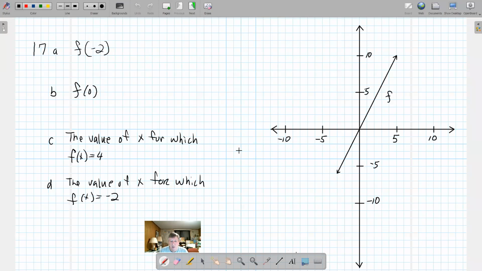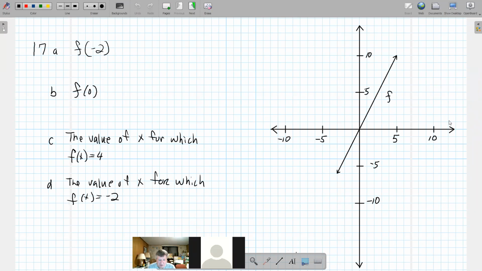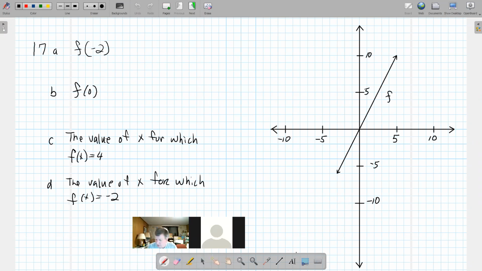So can you see on your board there, it says 17a f of negative 2. Can everybody see that? Can at least one person tell me that? Yes. Yes. Thank you. Thank you. I knew I wasn't the only person alive this morning. At least I was hoping not.